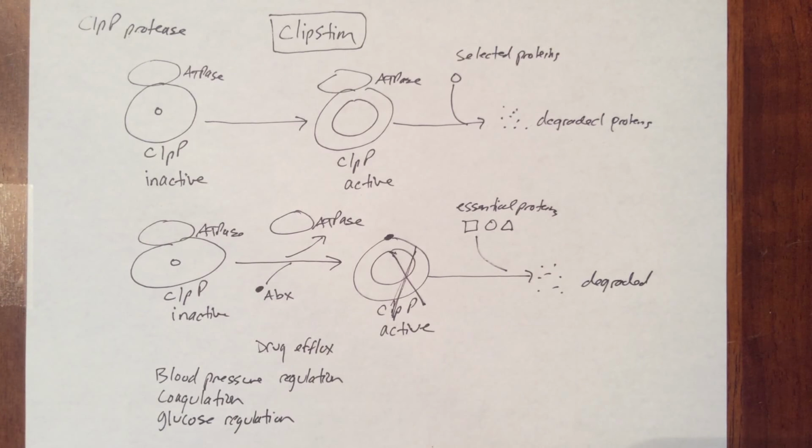If we made a drug that also inhibited or interfered with these processes in humans, that would be very bad. Obviously, we don't want our patients to have blood pressure regulation problems, certainly not coagulation problems or glucose regulation problems. So we always try to design a drug or a compound that's going to be specific for the bacterial version of the protease. For this particular target, the CLPP protease, that might not be too difficult, but for other targets it might be.